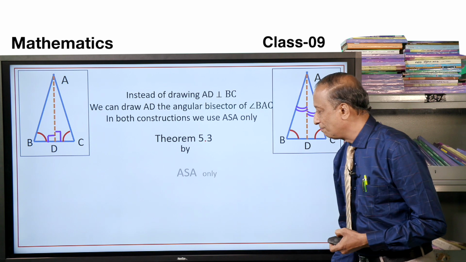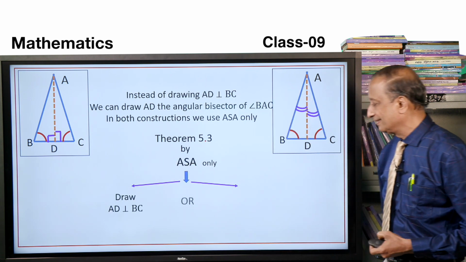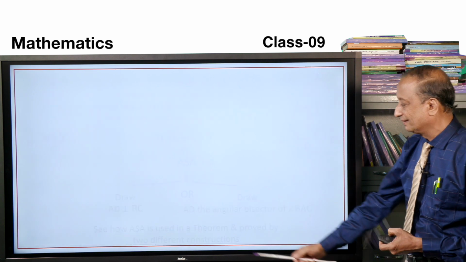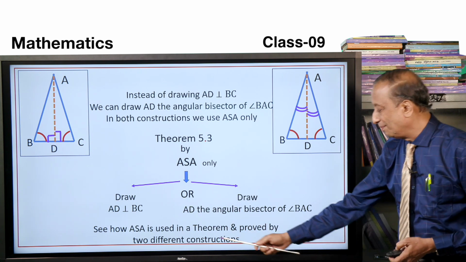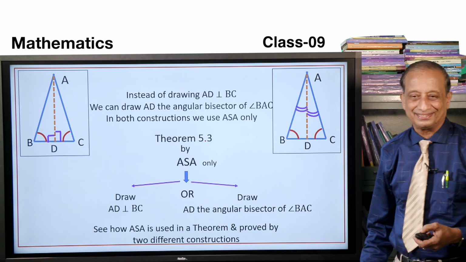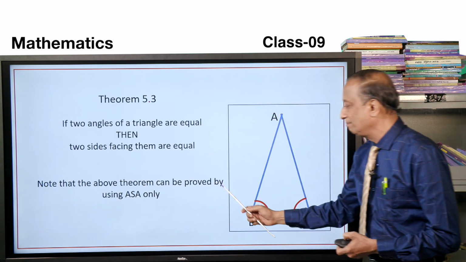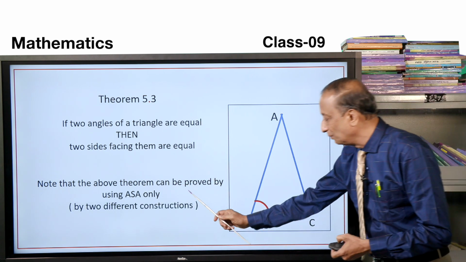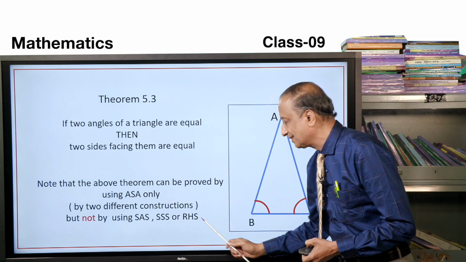So, theorem 5.3 can be proved by ASA only, by two different constructions. One is to draw the perpendicular or draw the angular bisector. See how ASA is used in a theorem and proved by two different constructions. So wonderful, children. Note that the above theorem can be proved by using ASA only, by two different constructions, but not by using SAS, SSS, RHS.